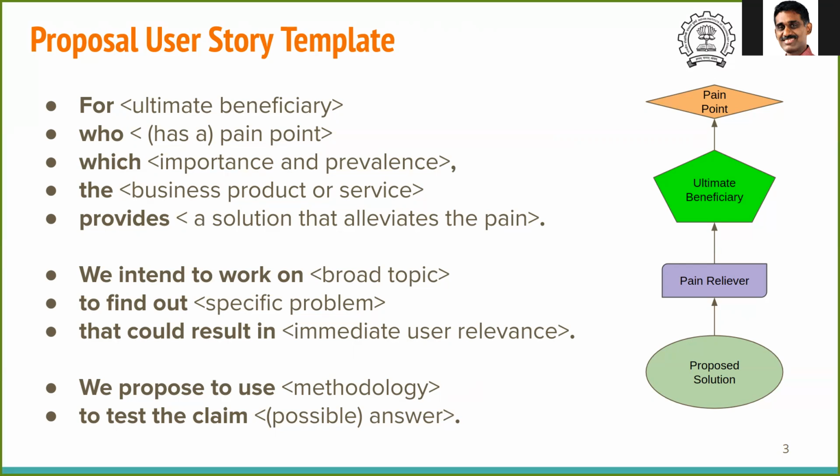What I have got here is one such template which uses 3 lines. The first line describes the pain point, the second line describes the problem, and the third is the answer, that is the claim that you're making and what methodology you're going to follow. If you are able to fill in this fill-in-the-blanks template, once you get the broad idea, you can fill in these blanks easily. So the structure is: for the ultimate beneficiary who has some pain point which has some importance and prevalence, right? The product.